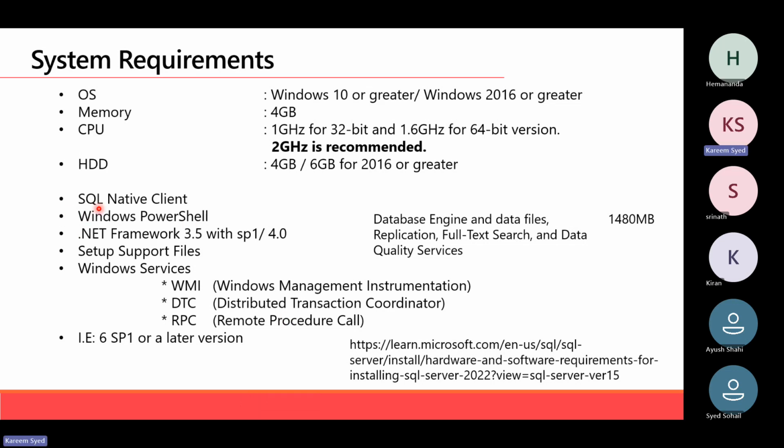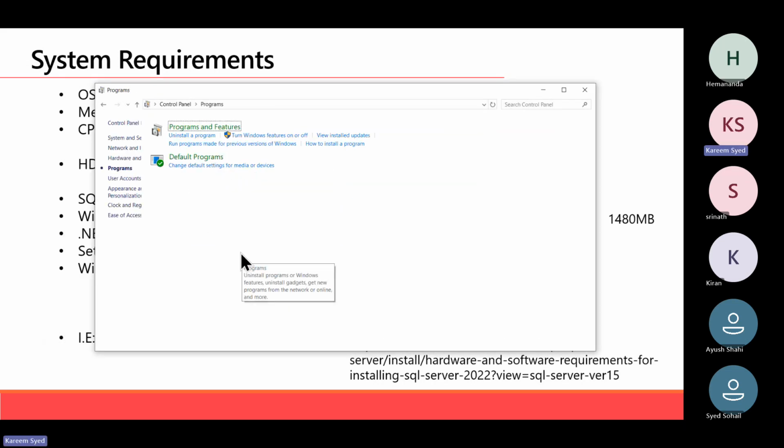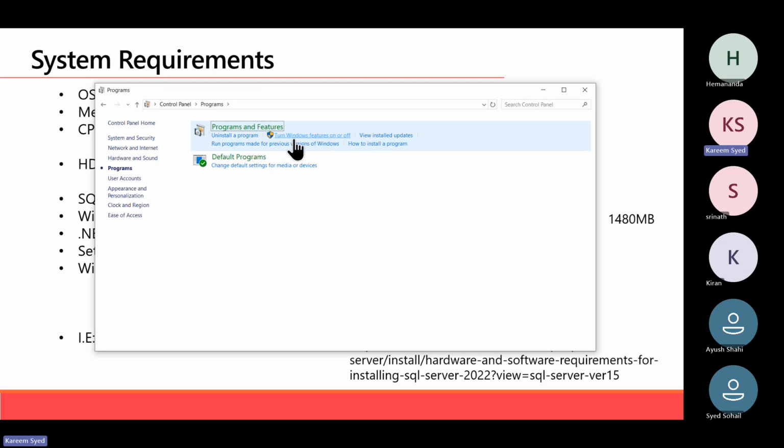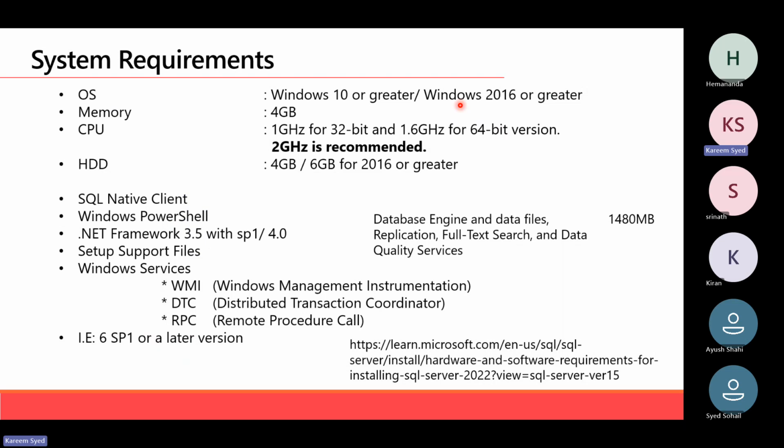Check here. SQL Native Client, Windows PowerShell, .NET Framework, they come along with the OS. We just have to check that it is enabled or not. How can we check? We can go to Control Panel, Programs. See here, turn Windows features on or off. Here we have .NET Framework. It is required if the programs are written with .NET, otherwise optional. But anyhow, it comes along with the OS.